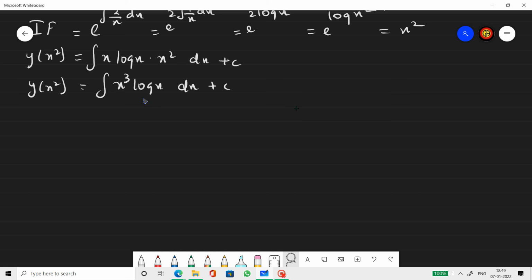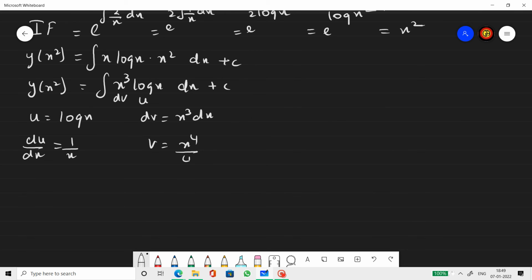L comes first and then A. So L is your U, and dv is x to the power of 3. So u being log x, du by dx will be 1 divided by x. dv being x cube dx, v would be x power 4 by 4. Now put it in the formula.